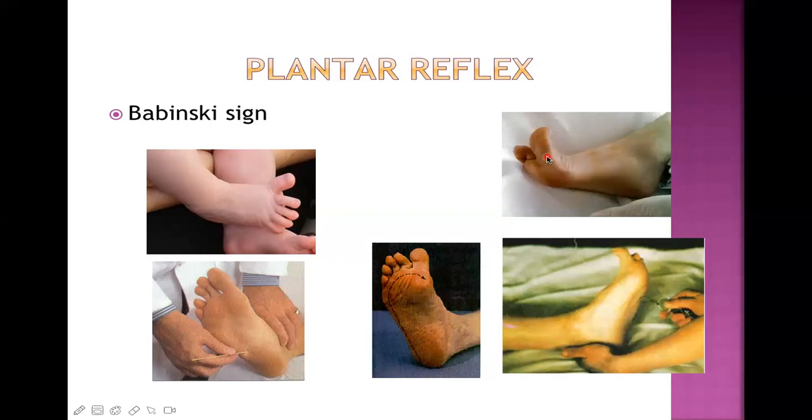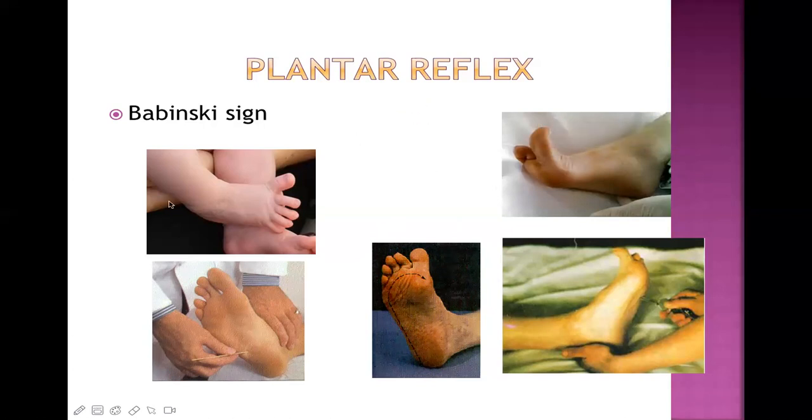The great toe is going upwards. This is called extension of the great toe, and the other toes are also fanning outward, meaning they are separated from each other. So this abnormal type of plantar reflex is called Babinski sign. If it is normal, we don't call it Babinski sign. If it is abnormal, then only Babinski sign is called. That means it is present.